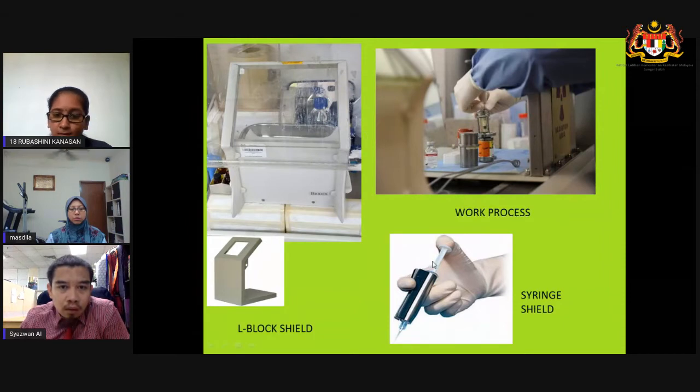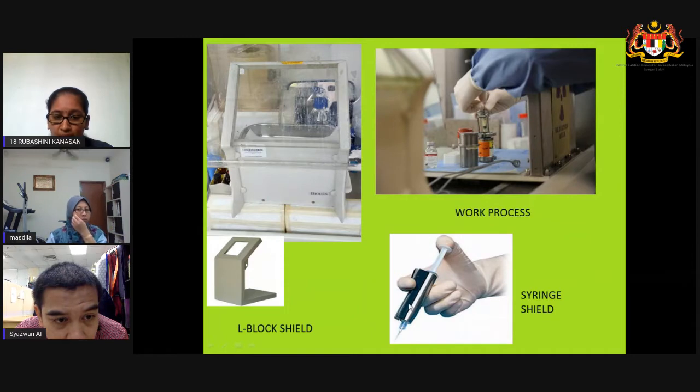Okay, then this is a syringe shield. It reduces risk of exposure. It provides effective protection of the hands of technetium during preparation. Ini adalah lid. So syringe tu kita akan masukkan dekat dalam lid ni, and kita boleh nampak through glass. Dia ada one part tu ada glass, kita boleh nampak measuring kat situ.